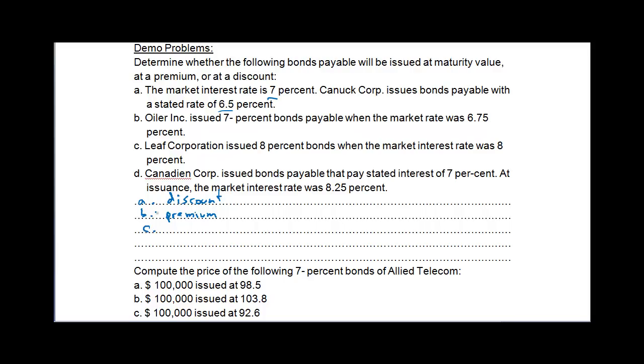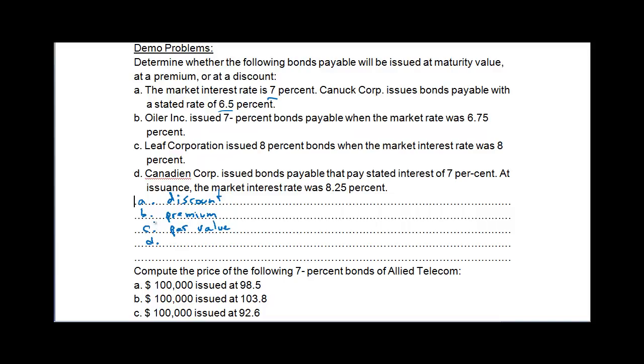Leaf Corporation issues 8% bonds when the market interest rate was 8% even. So the market rate is the same as the stated rate, and therefore the bond will sell or be issued at its par value.